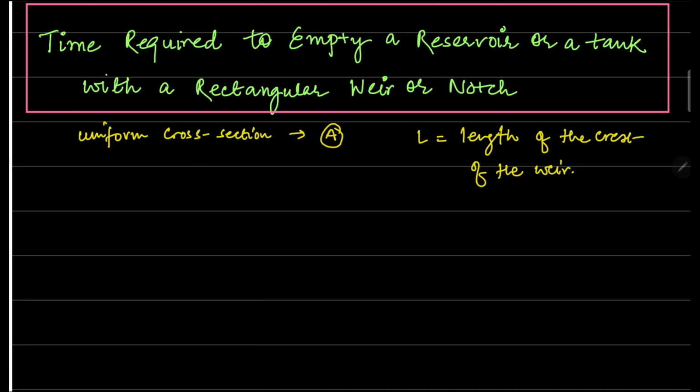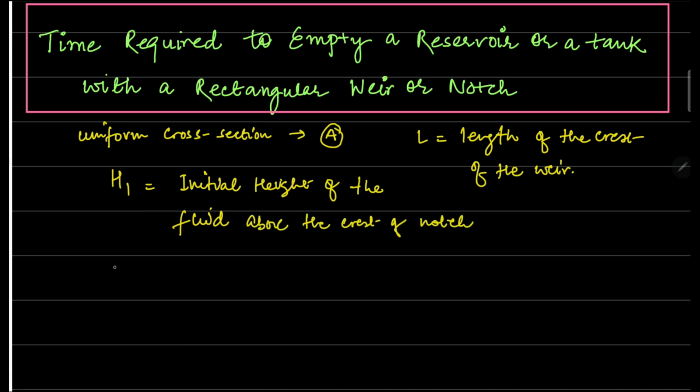Now once the tank is getting emptied, this phenomenon will require some time. At the initial height of the liquid above the crest of the notch, we consider h1. So h1 is your initial height of the fluid or liquid you are considering. Usually this is water, the fluid above the crest of the notch. And after time t involved for emptying the tank, the final height of the liquid above the crest is h2.